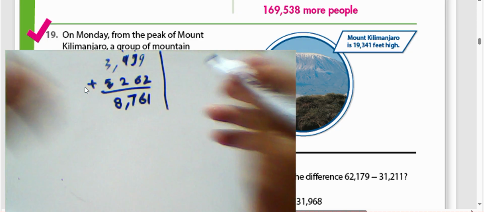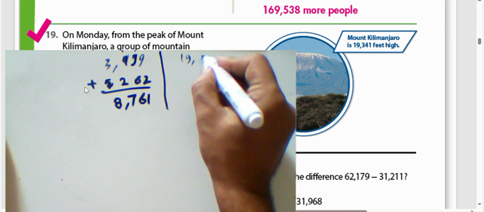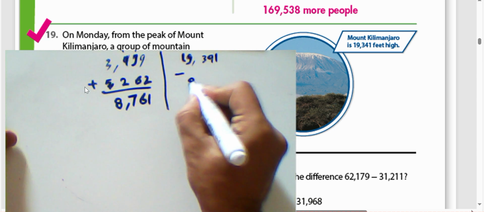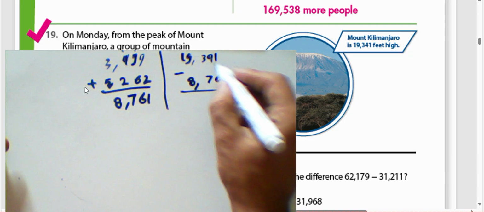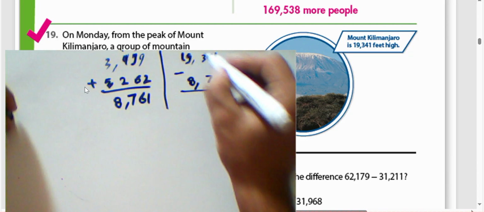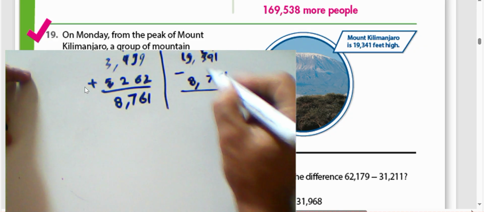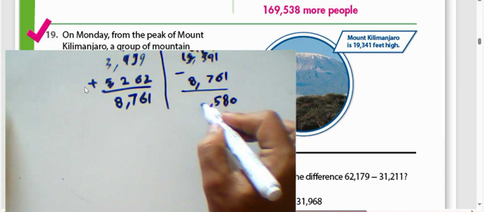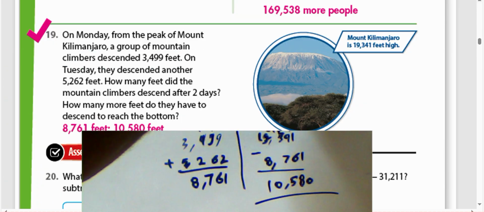Right, 19,341 subtracted by 8,761. 1 minus 1 is 0. 4 minus 6 we can't, so borrow 1. 14 minus 6 equals 8. 2 minus 7 we can't, so borrow 1. 12 minus 7 is 5, and 8 minus 8 is 0. The result will be 10,580 feet.